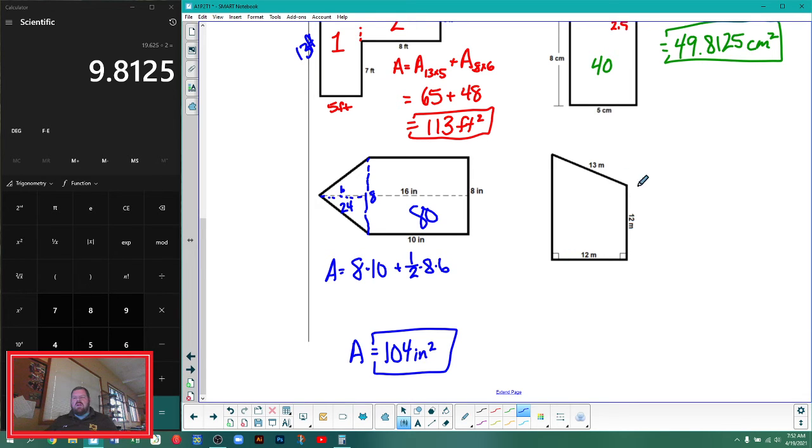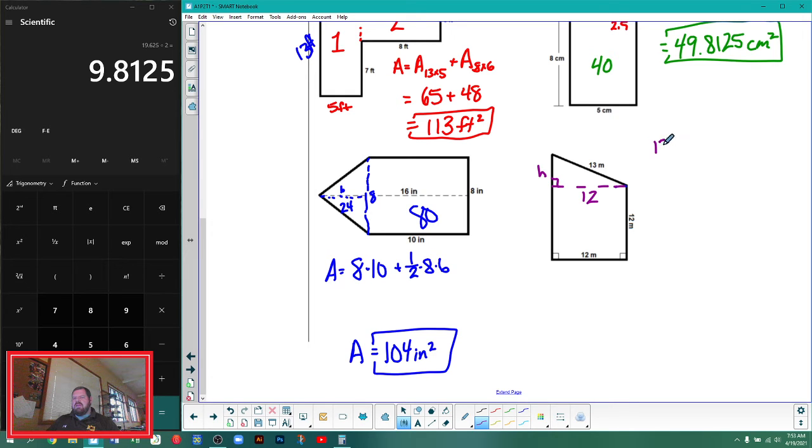Okay. The next one we have, again, looks like some kind of a rectangle, and in this case, this one happens to be a square. And then on top is a triangle. Missing some values on the triangle, but I do know this side is 12, but I actually need this side because 12 is going to be my base, but I also need my height. So let's talk about this as the height. Well, it's a right triangle, so I can use Pythagorean Theorem.